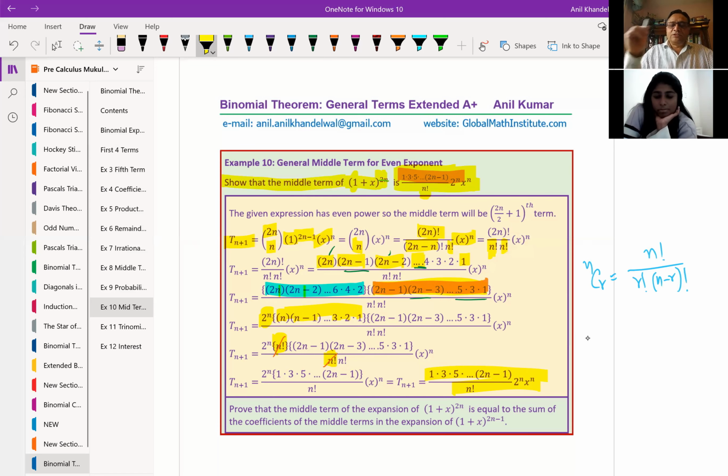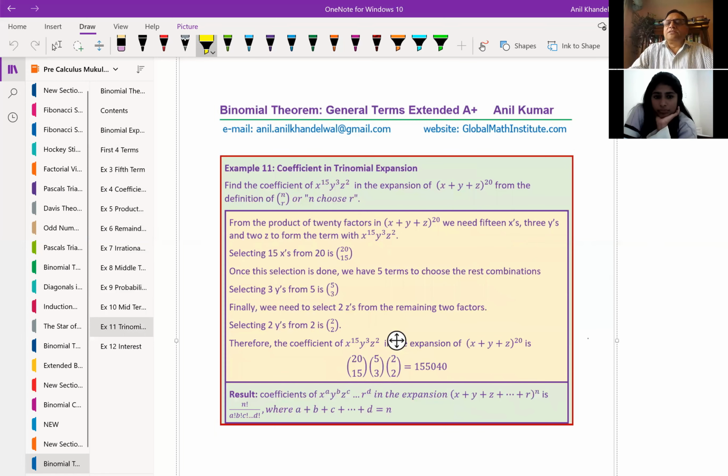Perfect. So almost at the end, last 2 questions to go. Now here is a very interesting question. We had always been talking about finding the coefficient when we are given a binomial expansion. Now here, can you please read this question from here? Find the coefficient of x to the power of 15, y to the power of 3, z squared in the expansion of (x plus y plus z) to the power of 20, from the definition of nCr or n choose r.